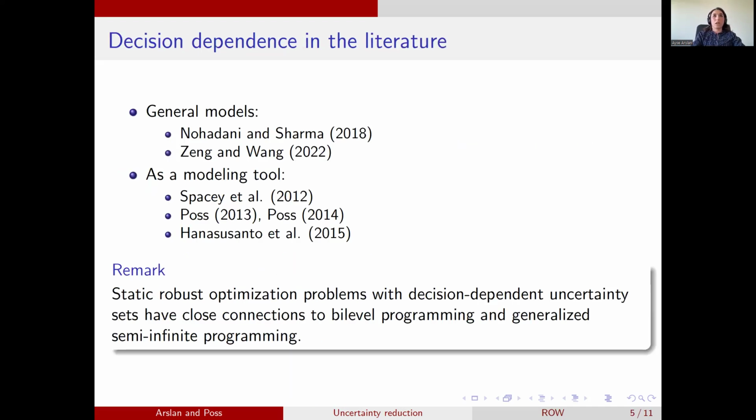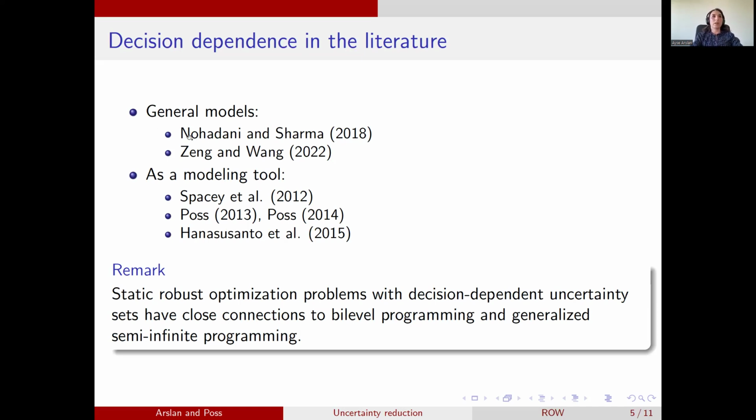Okay. So next, I wanted to talk a little bit about what's happening in the literature with respect to robust optimization problems with decision-dependent uncertainty sets. So there aren't a lot of works, but there are a few papers that talk about such models, and I categorize them as general models and the kind of papers where decision-dependent uncertainty sets show up as modeling tools.